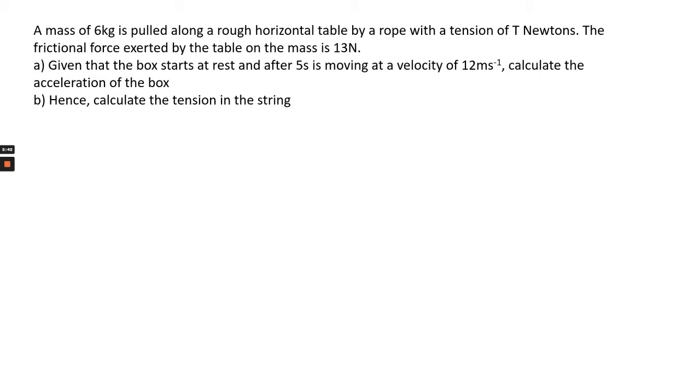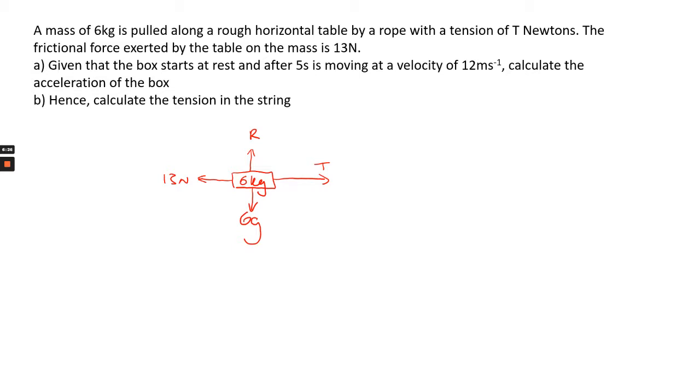And this one, I'm going to have to draw my diagram from the description. So I'll give you a second just to read the question. I've got a mass of 6 kilograms, so I'll draw my mass of 6 kilograms. It's pulled along a rough horizontal table by a rope with a tension of T newtons. The frictional force exerted by the table on the mass is 13 newtons. Now, I will also have a weight of 6g and a reaction force I can label as R.